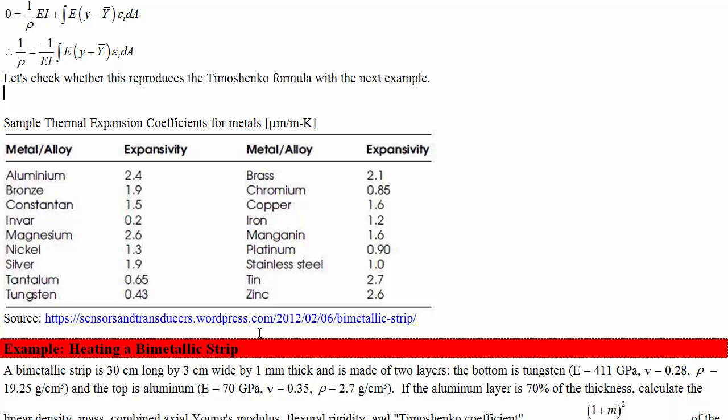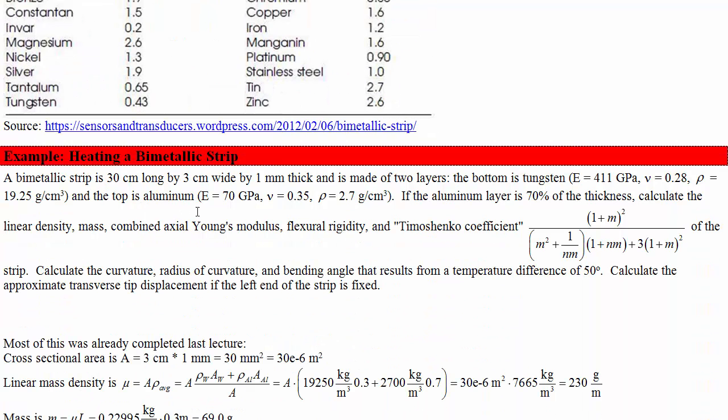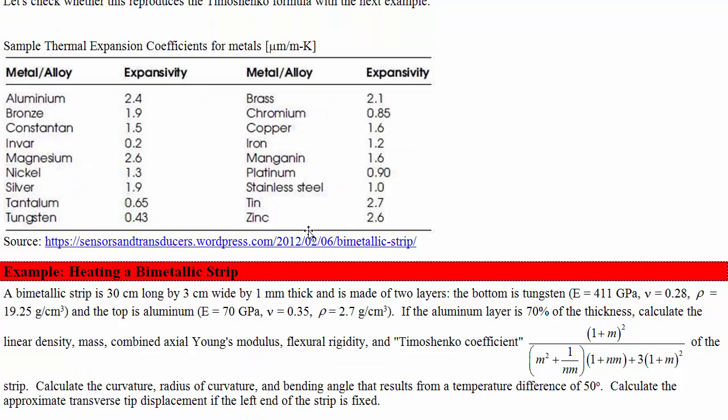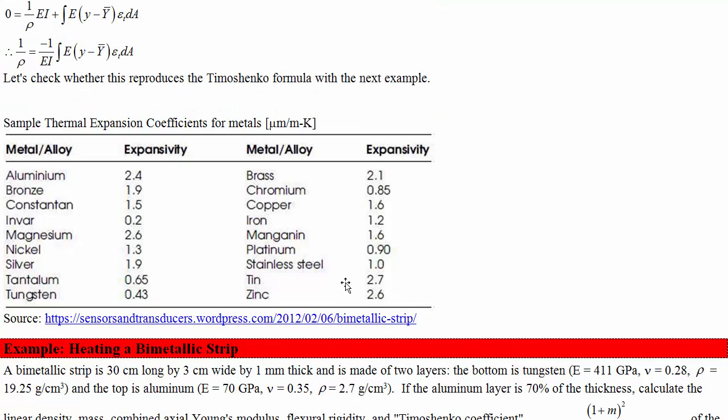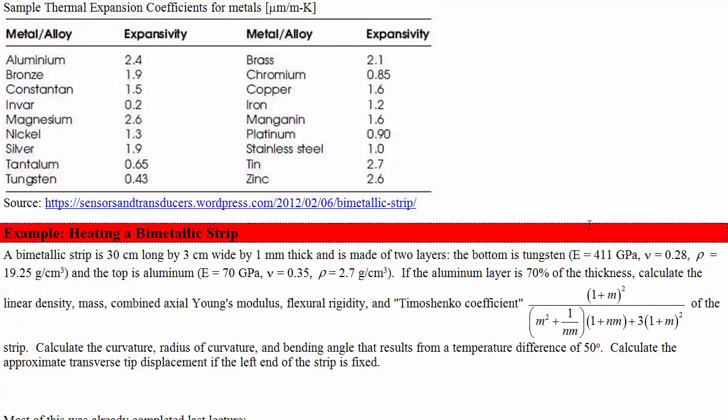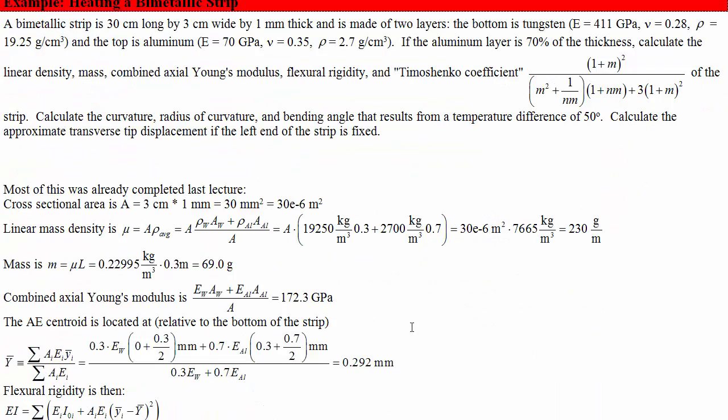We're going to need some thermal expansion coefficients for metals. So here we return to the bimetallic strip that we solved for the flexural rigidity of last time. Instead of applying a moment to it, we're just going to apply a temperature difference. And because it was tungsten and aluminum, you can see now why I picked those metals last time, because aluminum and tungsten have pretty different thermal expansion coefficients, so we should be able to get some good curvature out of this by heating it up a bit. Let's see how that works.